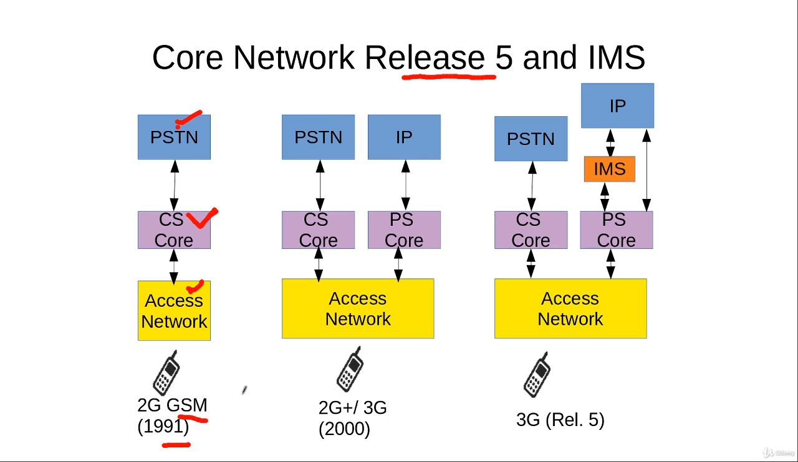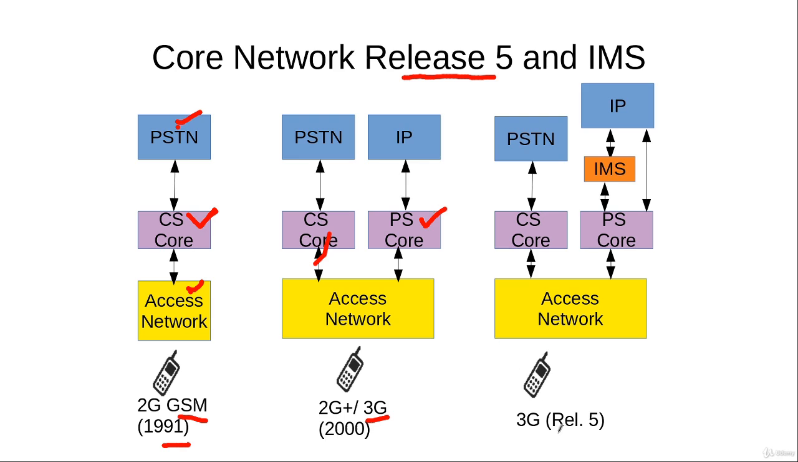and it is connected to the access network on the other side. Now when GSM evolved into GPRS, EDGE, and when 3G was introduced, the core network was divided into the circuit switched core and the packet switched core. The circuit switched core was used to handle the voice calls as circuit switched voice calls, and the packet switched core was used to provide the data services as IP packets.